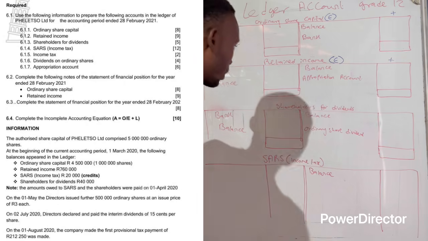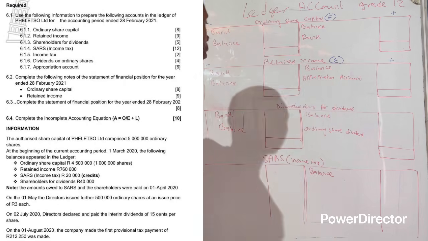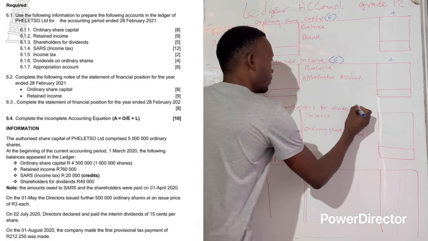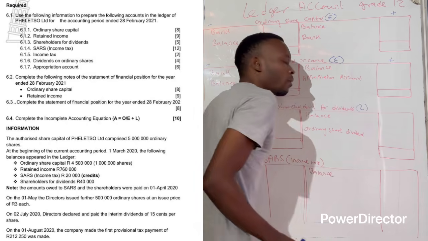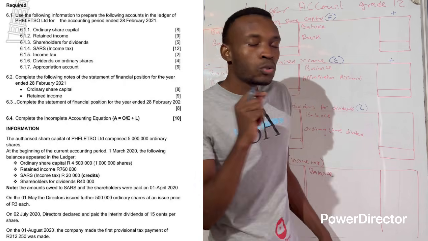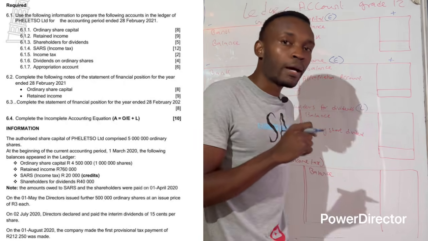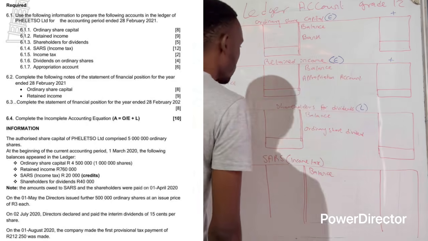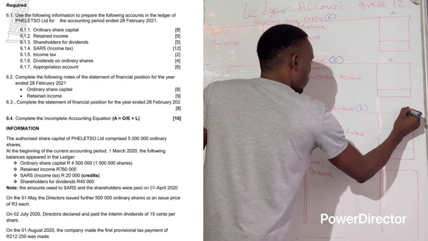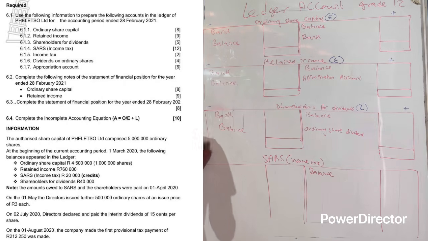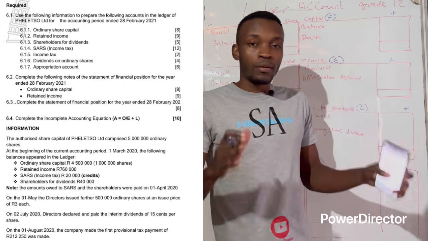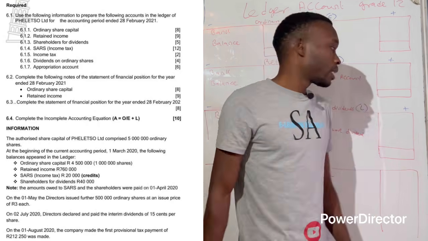Very simple. Then we have shareholders for dividends. Shareholders for dividends is a liability. Why is it a liability? Because the company owes money to shareholders. They must pay shareholders money because they invested. Once you have invested, you must get paid. It's a liability. Liability increases on this side and decreases on this side. And SARS, obviously, is also a liability. You must pay tax to SARS as a company.